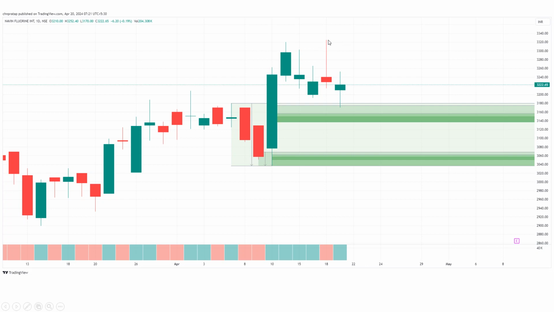See, whoever has taken a short trade here would have got a very good profit. You would have taken a trade here. See, prices moved up to the next daily demand zone, and everything happened in 2 days. You would have got a very good profit if you would have held your trade for a 2 day period.